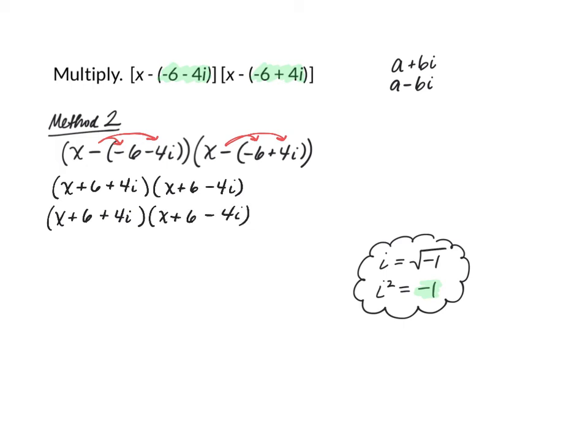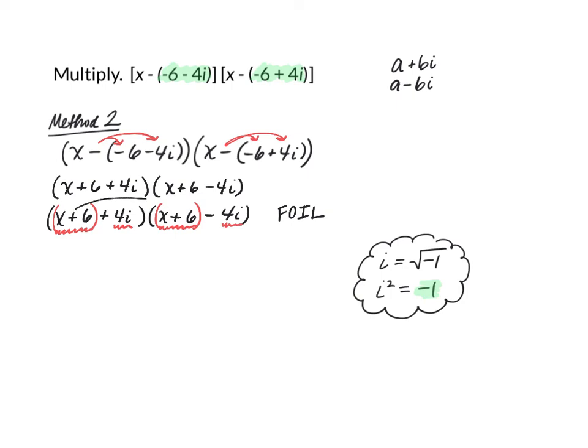I'm going to put parentheses around the first two terms, the x plus 6 in each one of these quantities. By doing that, I'm going to treat the x plus 6 as the first term in the quantity, and then the positive 4i as the second term. And then I have the x plus 6 as the first term in the second quantity, and the negative 4i as the second term. And by doing this, I'm basically going to be able to distribute using the first, outside, inside, last method, what we sometimes call FOIL.